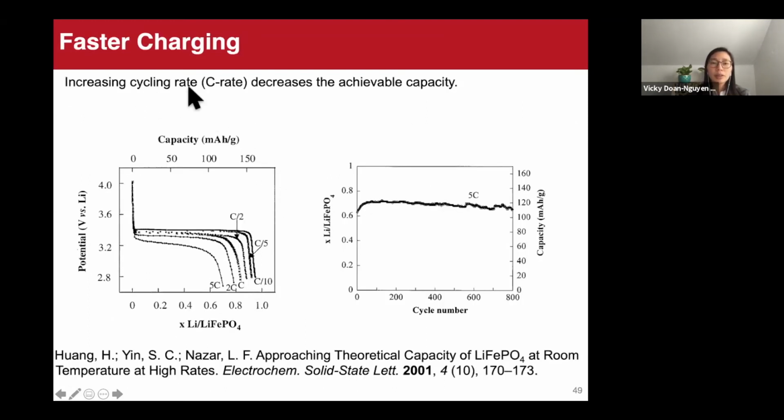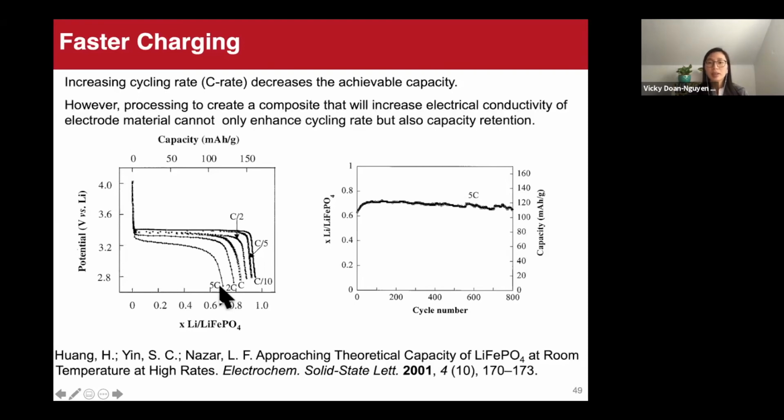When we increase the cycling rate, so let's come back to C rate, when we increase the C rate, we can also decrease the capacity that is achieved. So here for lithium iron phosphate, we can see that cycling very slowly, discharging at C over 10, so that's over 10 hours, you can achieve higher capacity, 150 milliamp hour per gram, versus cycling at an extremely high rate of 5C.